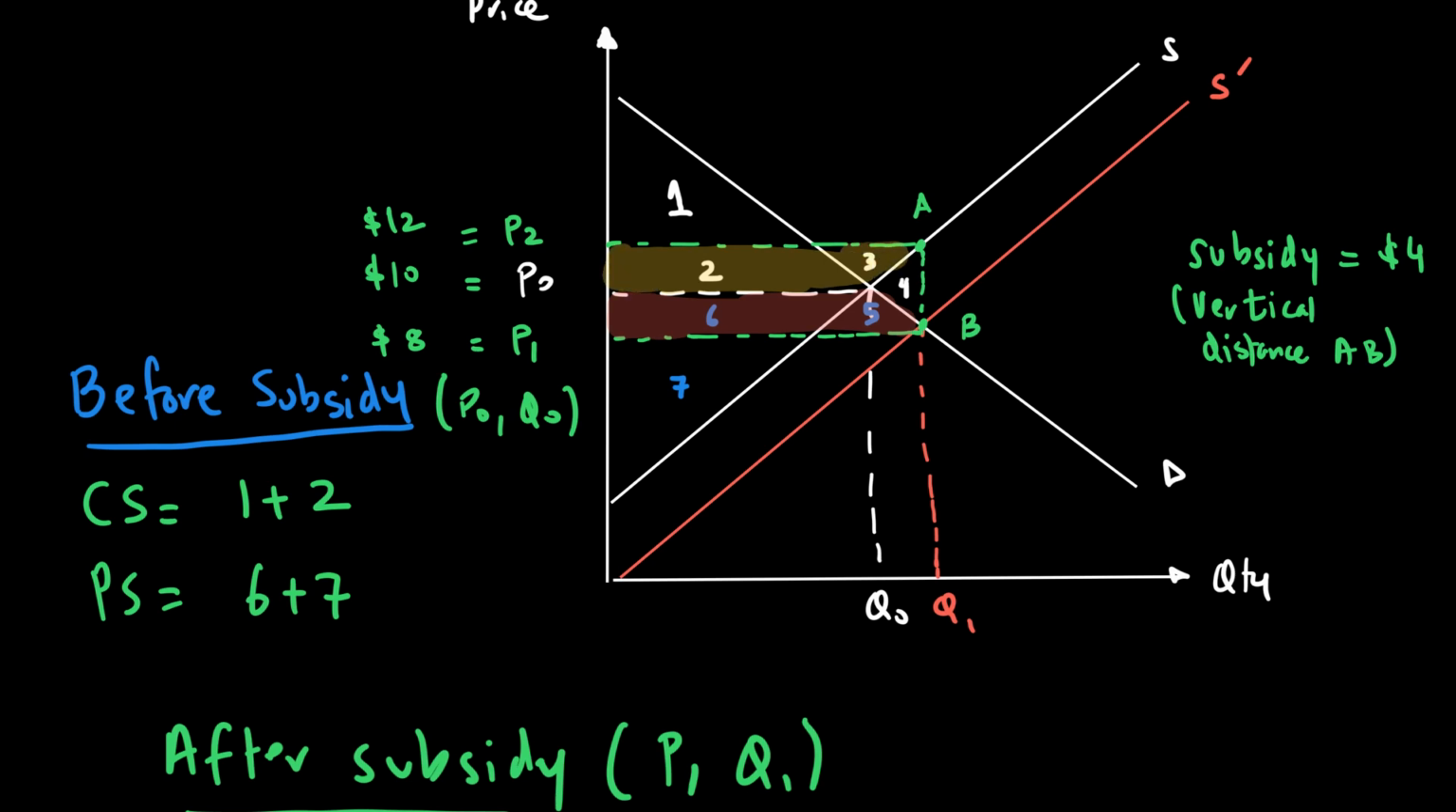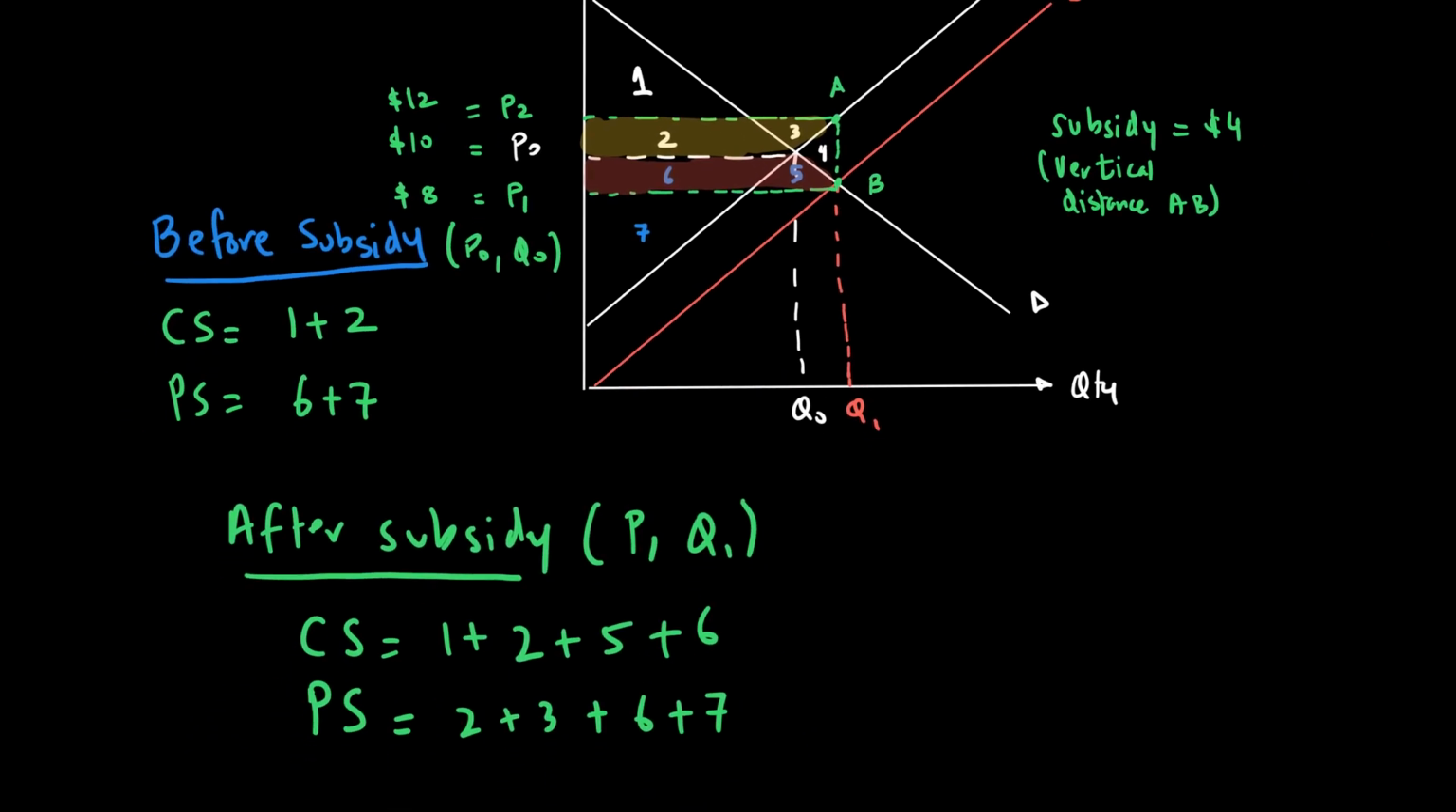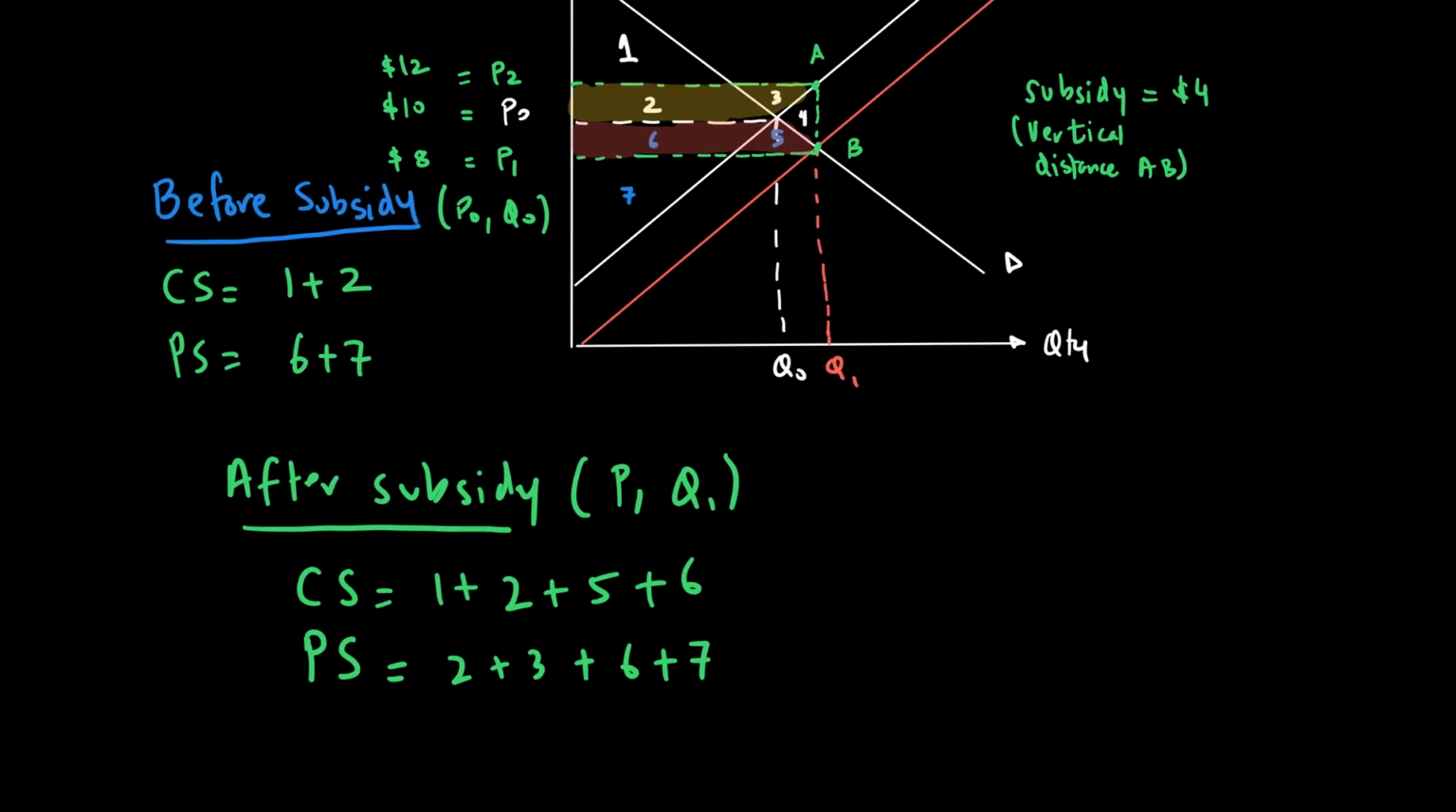So P2 minus P0 is the benefit a producer is pocketing per unit, and P0 minus P1 is what the consumer is benefiting. Therefore, this red region, 5 plus 6, is what we call the rise in consumer surplus, while this 2 plus 3 is the rise in producer surplus.